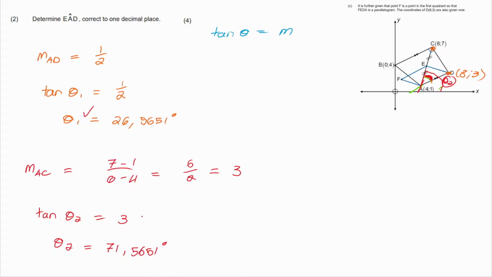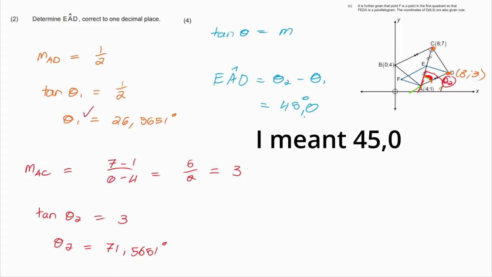71.5651 degrees. Okay, I'm not done yet because I need to be saying that angle EAD is theta 2 minus theta 1, which is 71.5651 minus 26.5651, which is exactly 45 degrees. Nice. Okay, you don't really have to put 45.0. It's just 45 degrees. Okay.